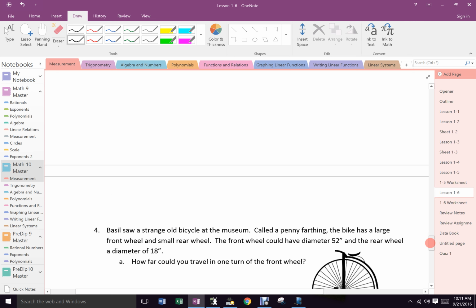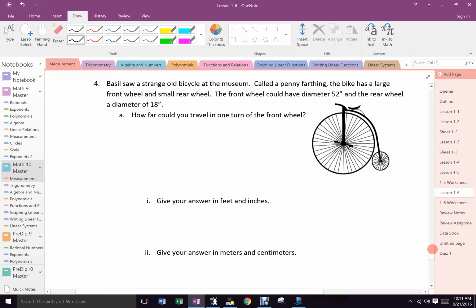And the last one was the funky bike. How far could you travel in the turn of one of the front wheels? So that is this distance. What measurement is that? 2 times pi r, right? Because it's the circumference. Circumference equals 2 pi r or pi d, yes?